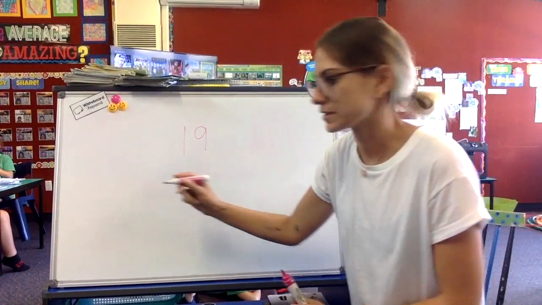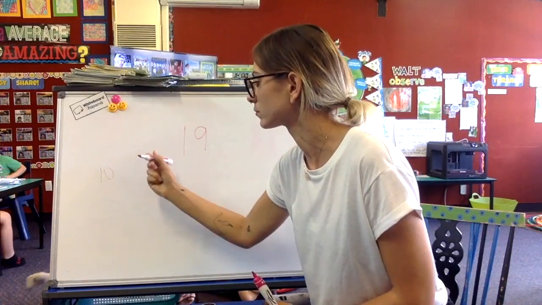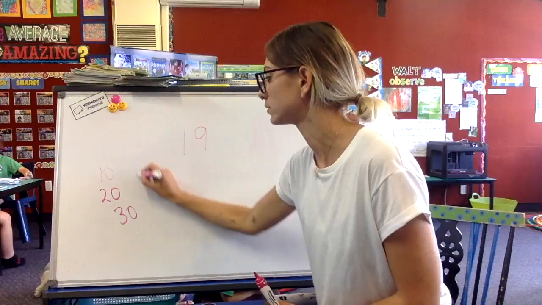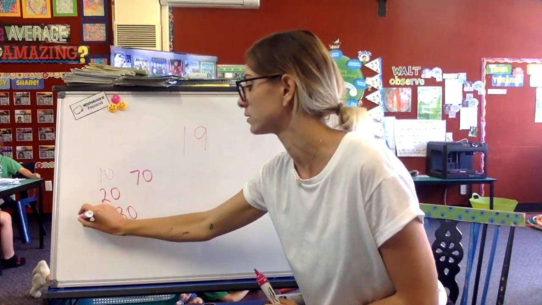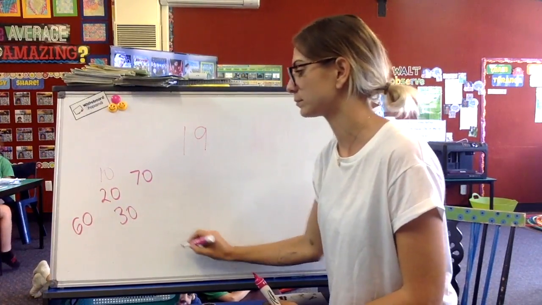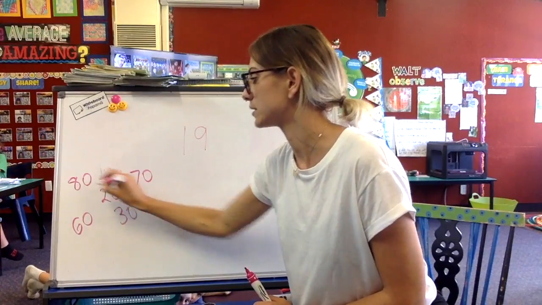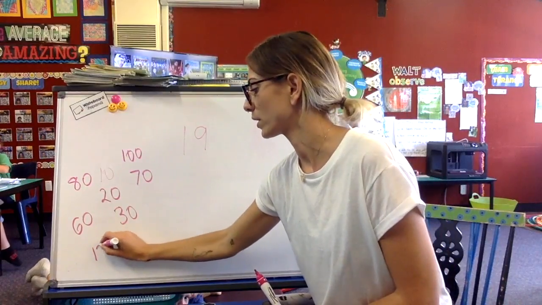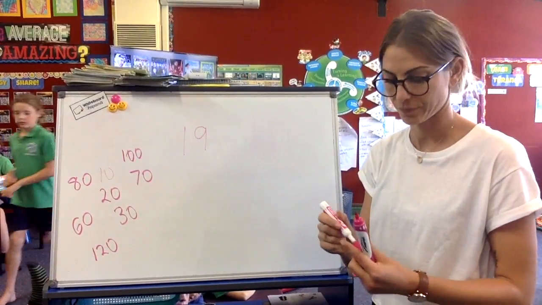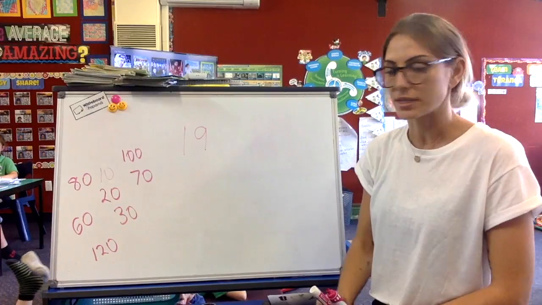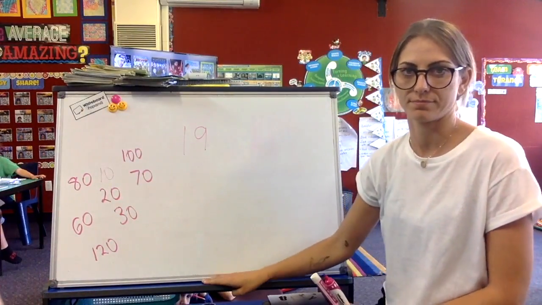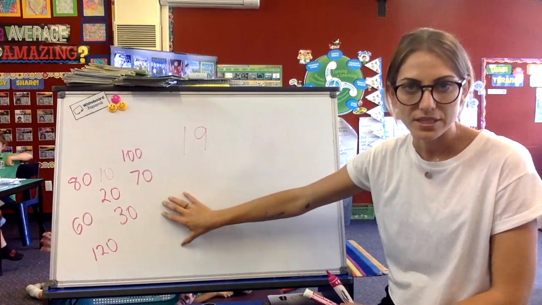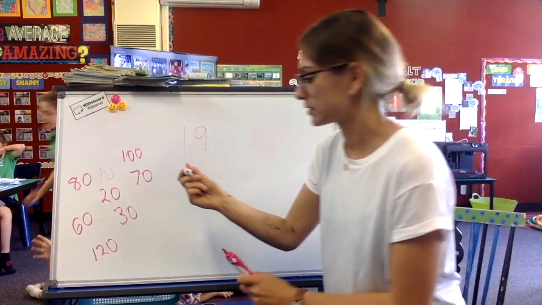Here are some tidy numbers. 30, 70, 60, 80, 100, 120. What is something that you notice about all of these numbers? So you should have noticed that all of these numbers end with a 0. Numbers that end with a 0 are called tidy numbers.